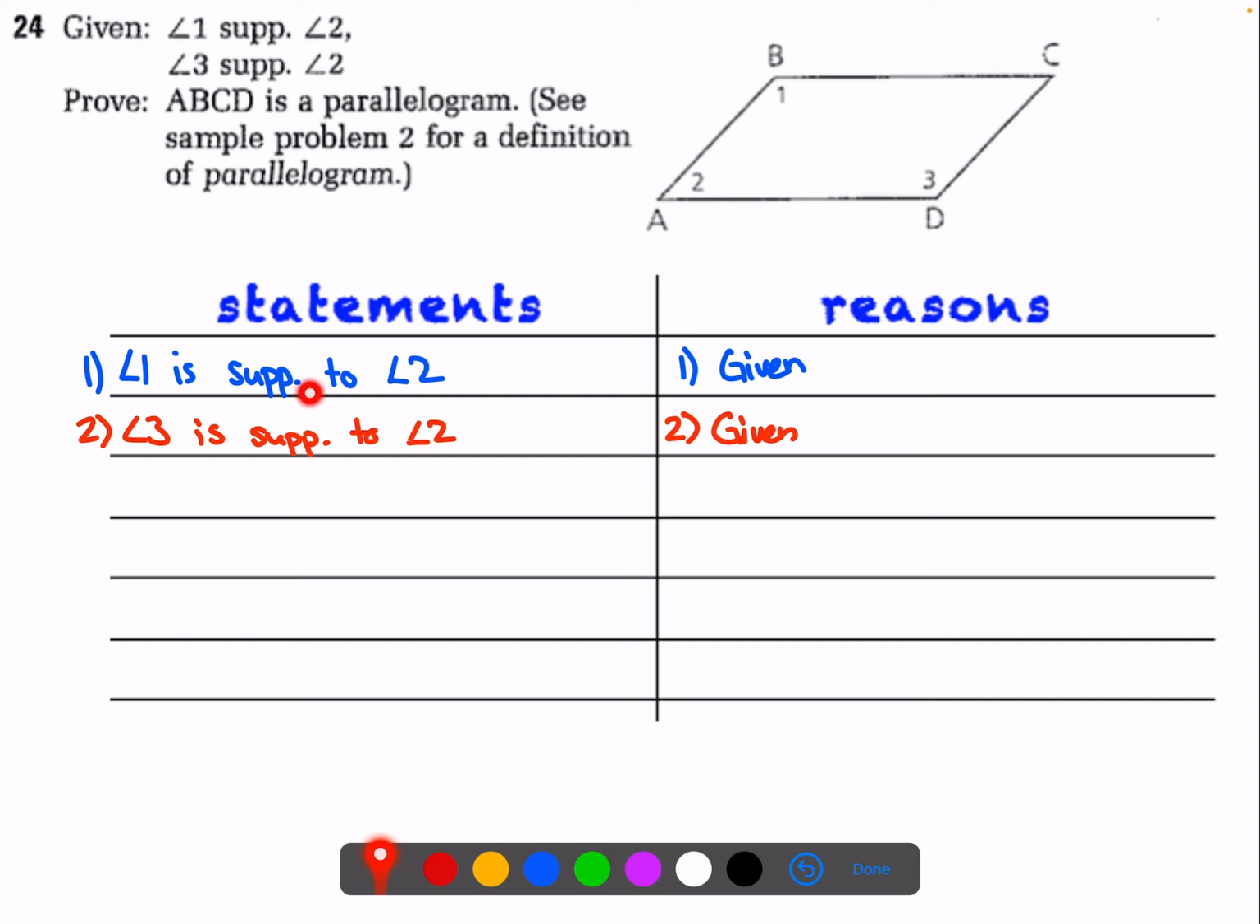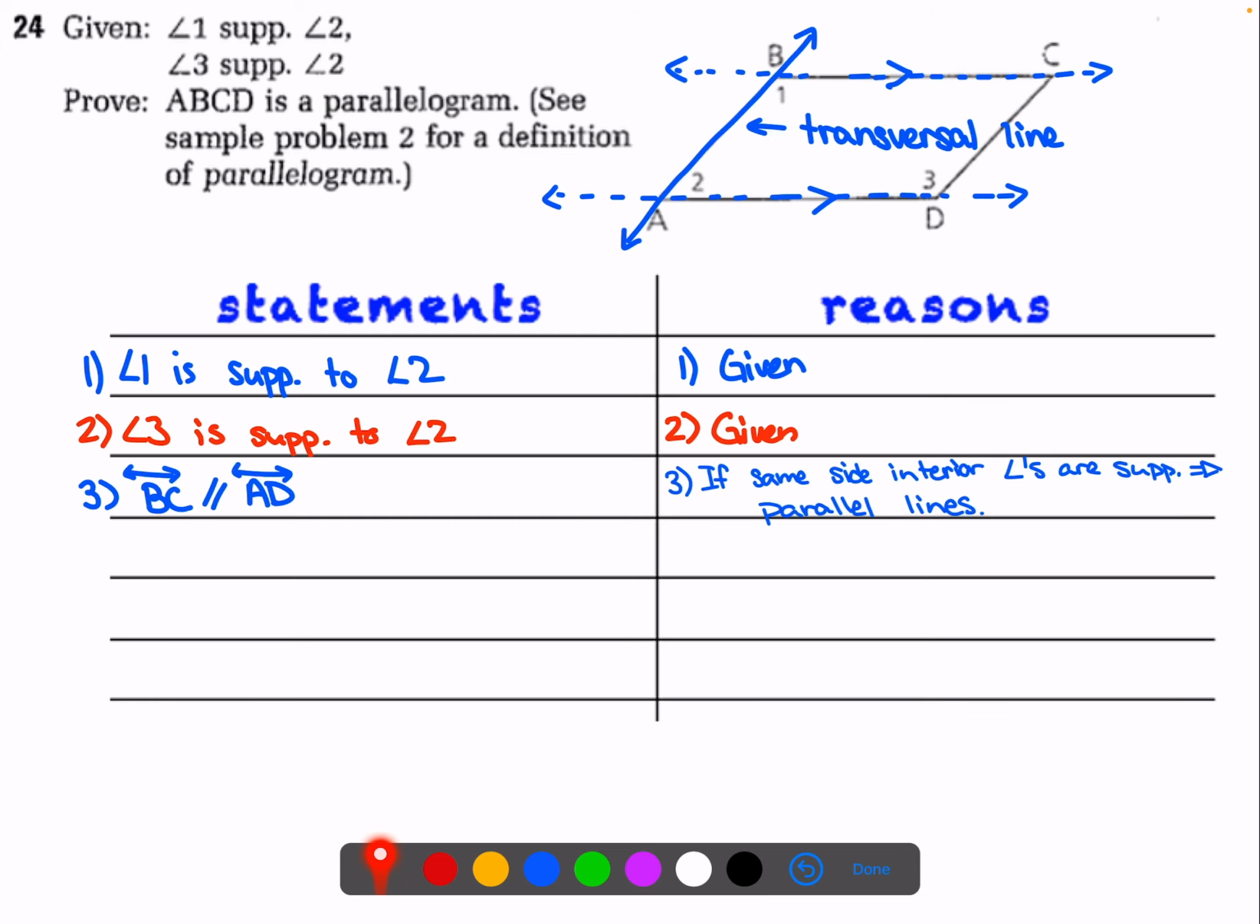And I know that angle 1 is supplementary to angle 2. Well, we also know same side interior angles need to be supplementary. And if they are, that would imply that line BC and line AD are parallel. Because if same side interior angles are supplementary, that implies parallel lines.